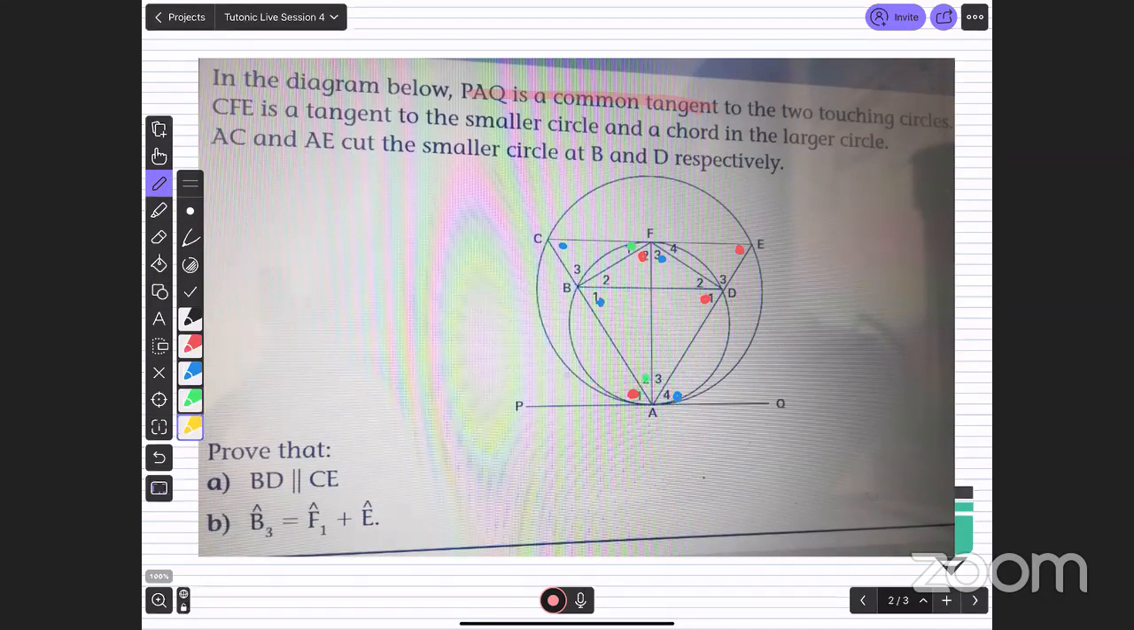And what is F4 equal to? A3, right? But what else is also equal to A2 and A3? It's not obvious, but it's there. Is it B2? Because angles in the same segment. Yes. So B2, what is B2 equal to?